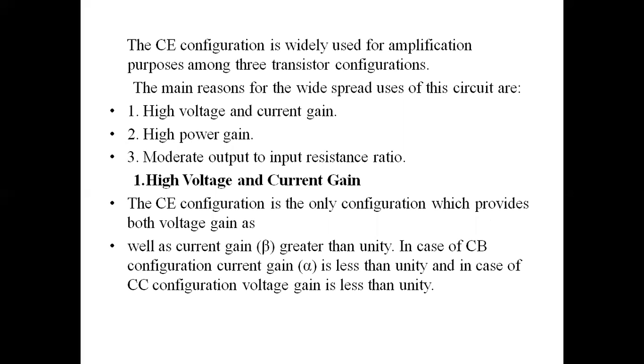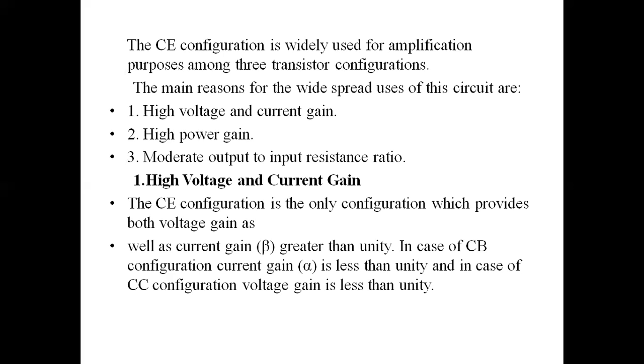The common emitter configuration is widely used for amplification among the three transistor configurations. The main reasons for the widespread use of this circuit are: first, high voltage and current gain; second, high power gain; and third, moderate output to input resistance ratio.